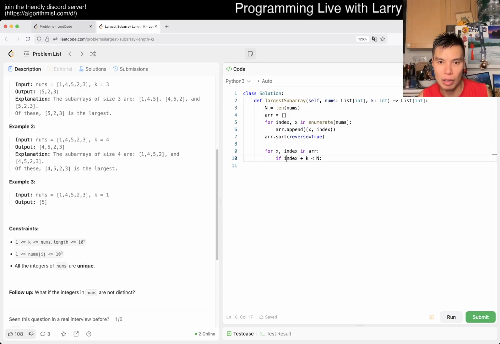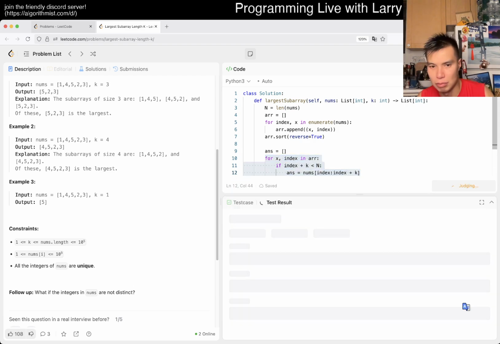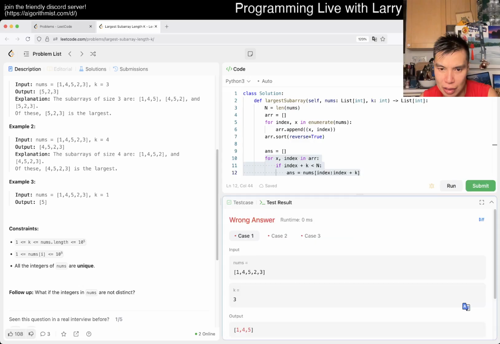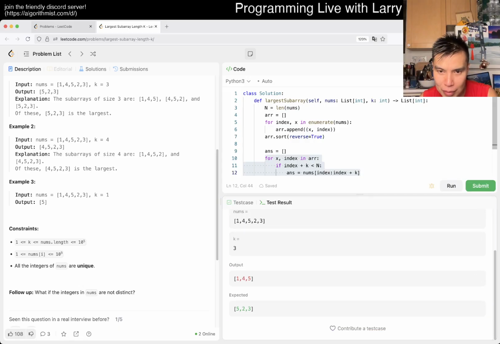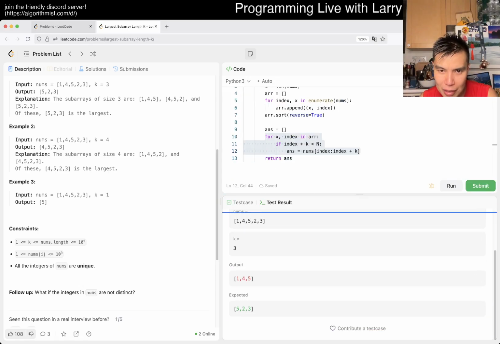So now the answer is equal to nums from index to index plus K, right? And that's it. By pigeonhole, at index 0 this will always be true, so this will always give you the answer, hopefully. Unless I messed up. Clearly I messed up.